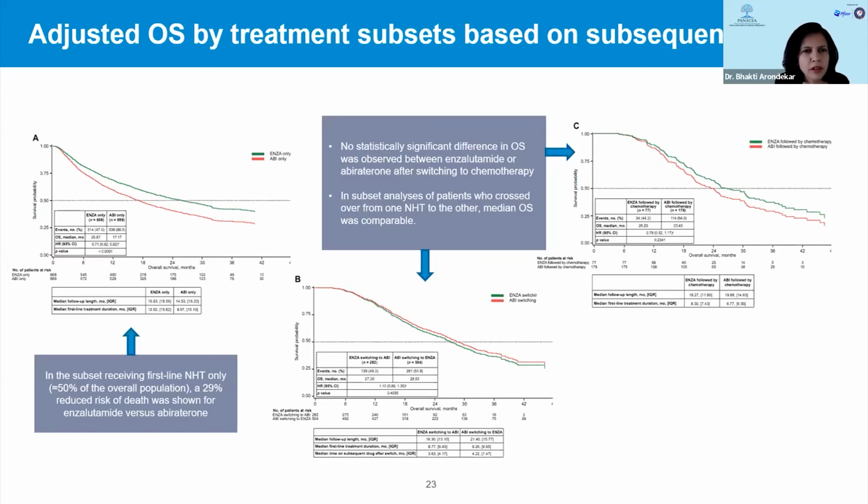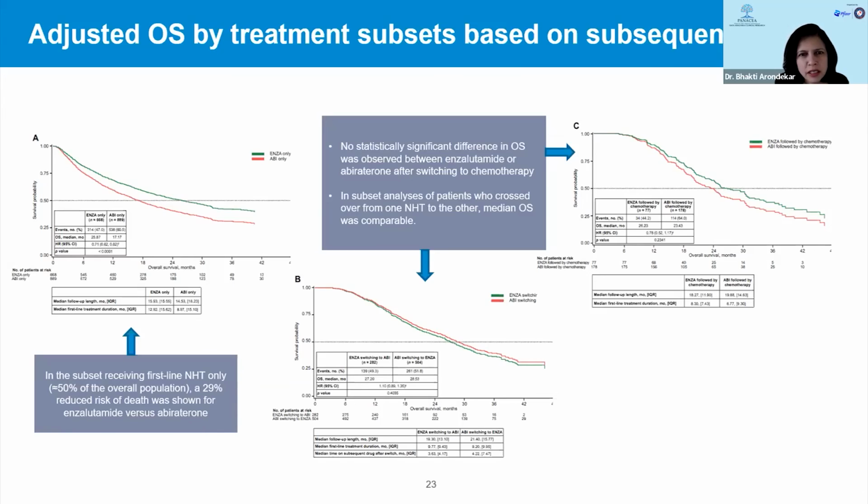If you look on the left-hand side, the subset of patients that only got first-line treatment with these agents, there was a 29% reduction in the risk of death, or improvement in their overall survival, when you saw patients who took enzalutamide versus abiraterone, and this was statistically significant.